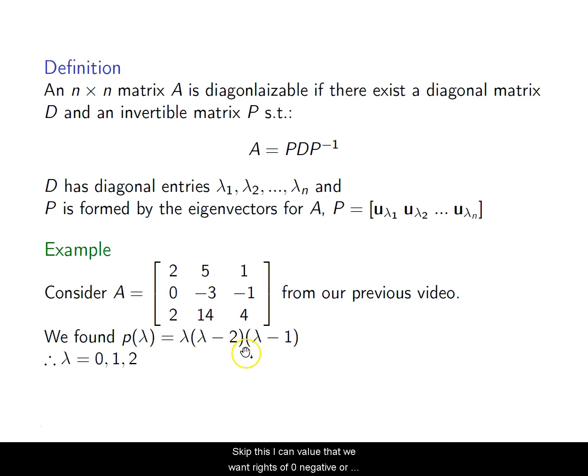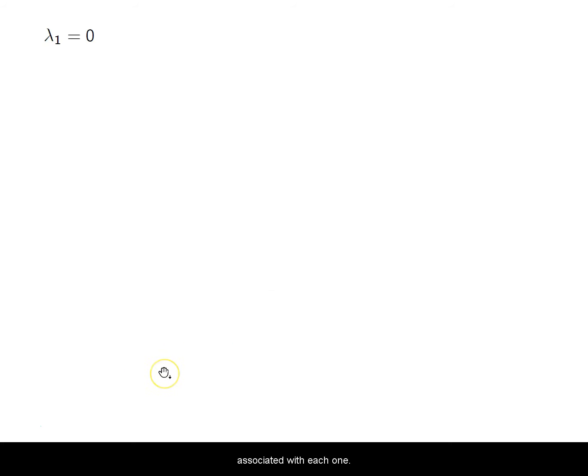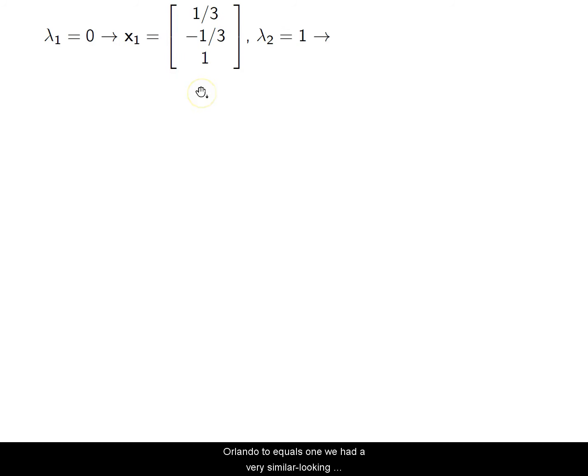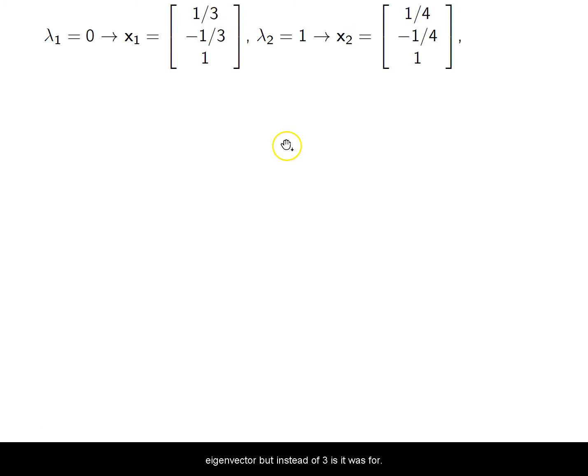So 0, negative, positive 2, and positive 1. Okay, so we found that last time. And we also found the eigenvectors that were associated with each one. So for lambda 1 is 0, we had this eigenvector. For lambda 2 equals 1, we had a very similar looking eigenvector, but instead of 3s, it was 4s.